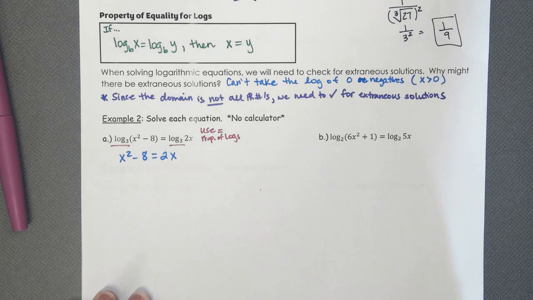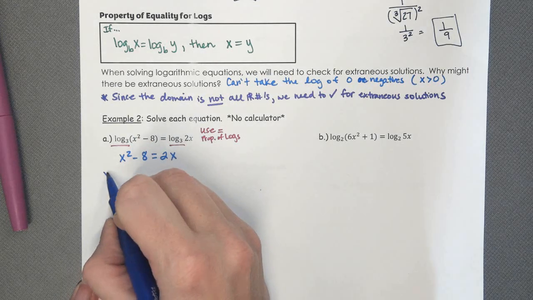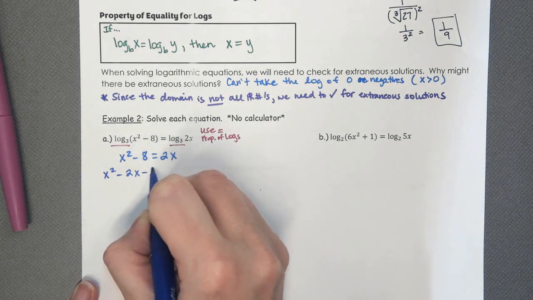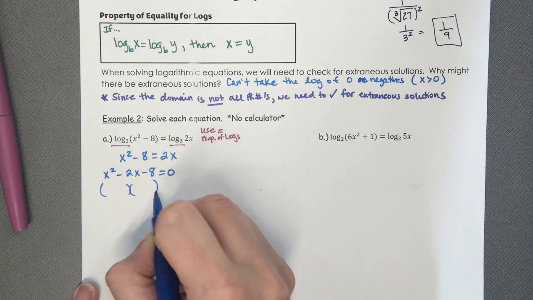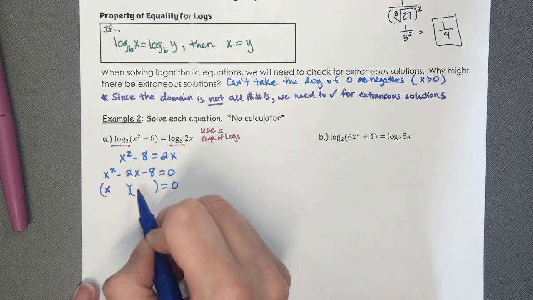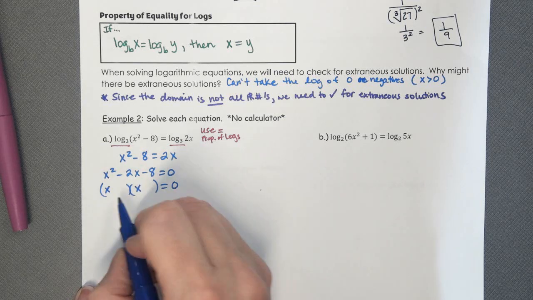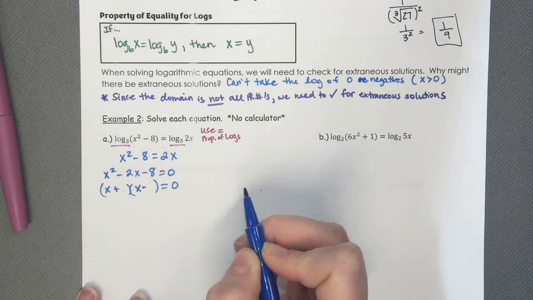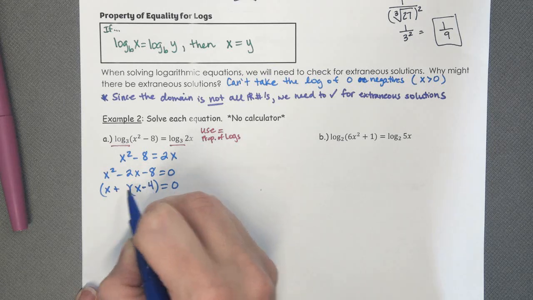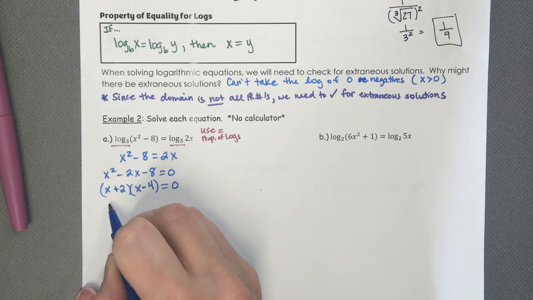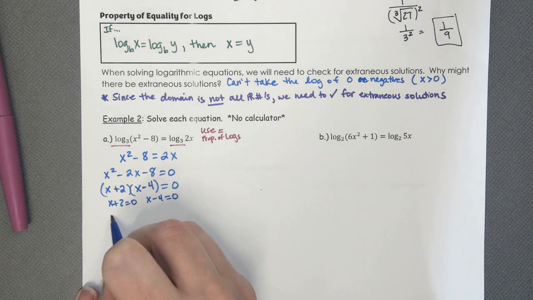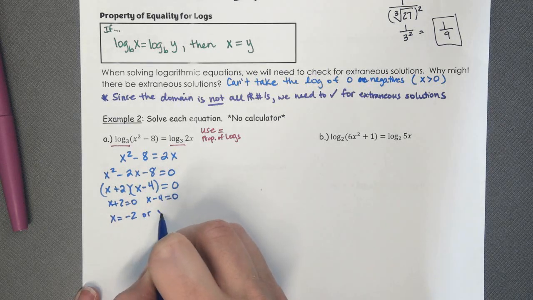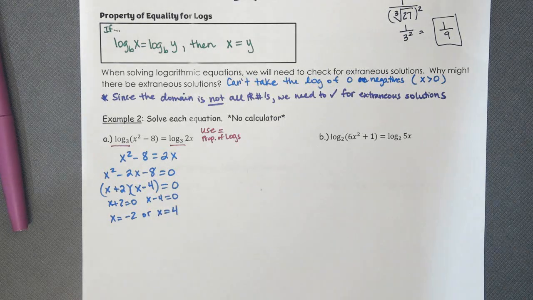Now I have to solve this for x. What am I going to do? Yep, move everything to one side so you can factor. When you move, don't forget to do the opposite. So I'm looking for two values that multiply to negative 8 but add to negative 2. Yep, negative 4 and 2, good. So then when I set them equal to 0, remember that you do the opposite. So x is negative 2 or x is 4.